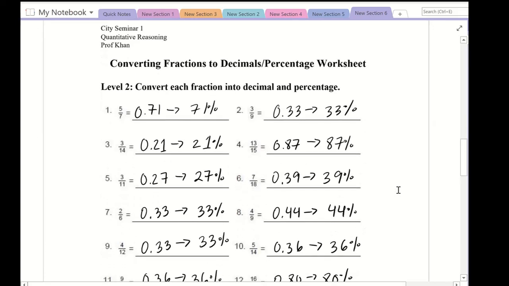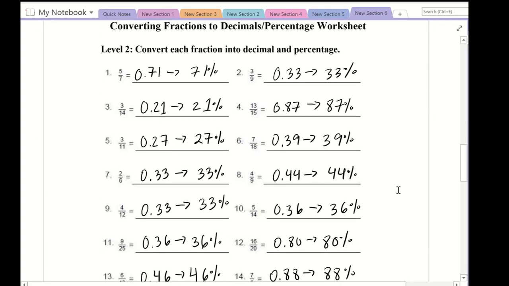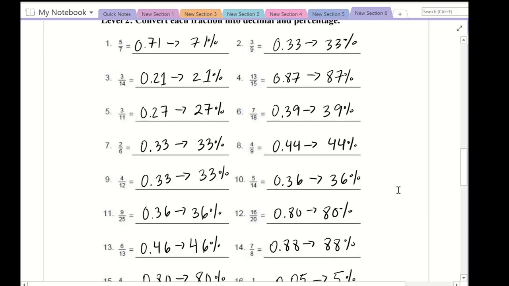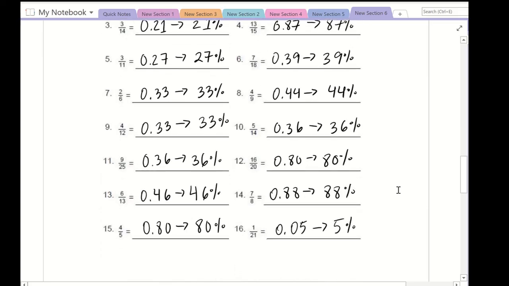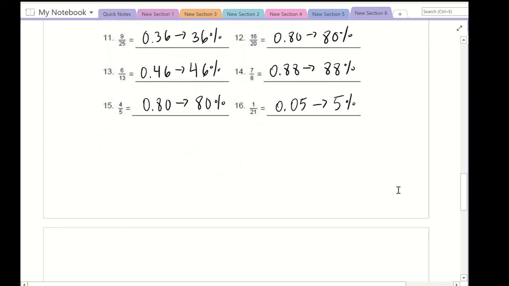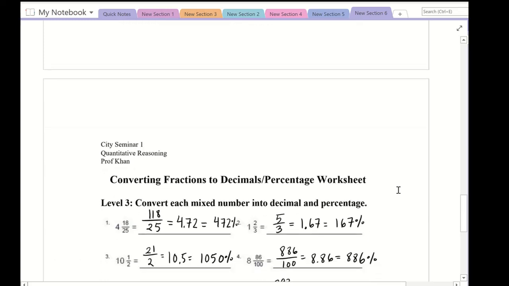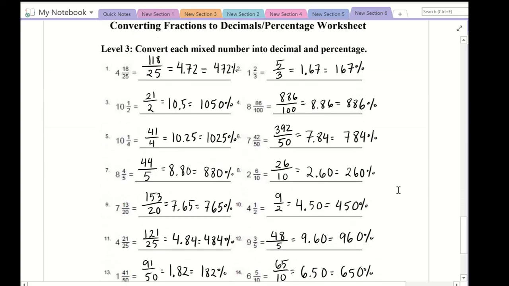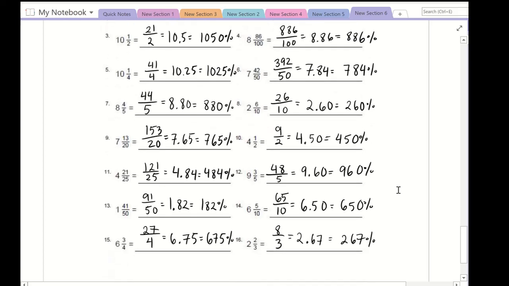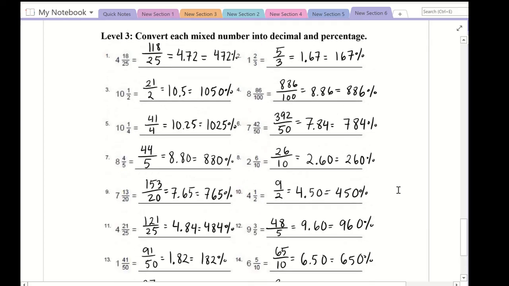Here's level 2, right, guys. And if you want me to go over any specific questions, let me know as well. And then here's level 3. So these are the solutions for Module 1's worksheet.